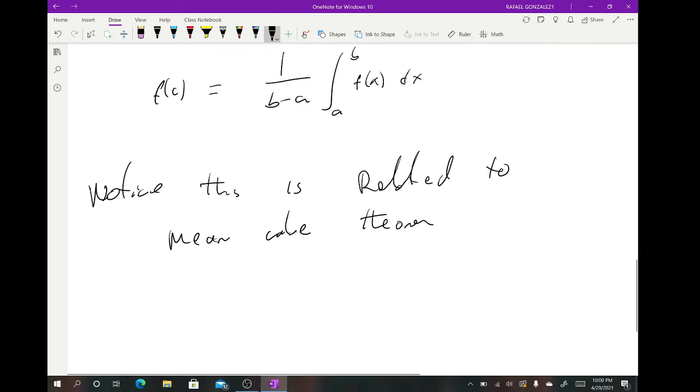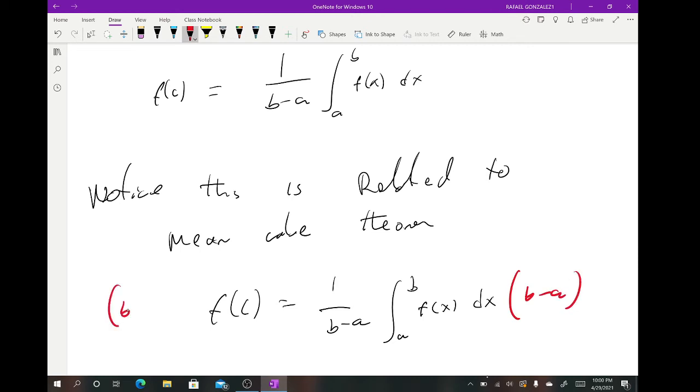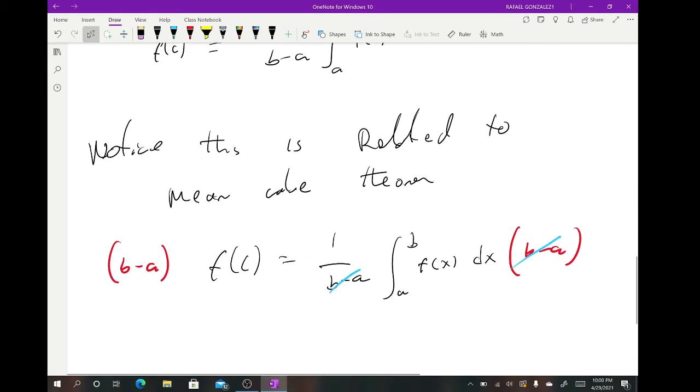I want to have a break in there. So let's rewrite this. f(c) is equal to 1 over b minus a times the integral from a to b of f(x) dx. Okay, now if we multiply both sides by b minus a, then the b minus a and b minus a cancel, provided that b minus a is not equal to 0. So long as b minus a is not equal to 0, we can do that.